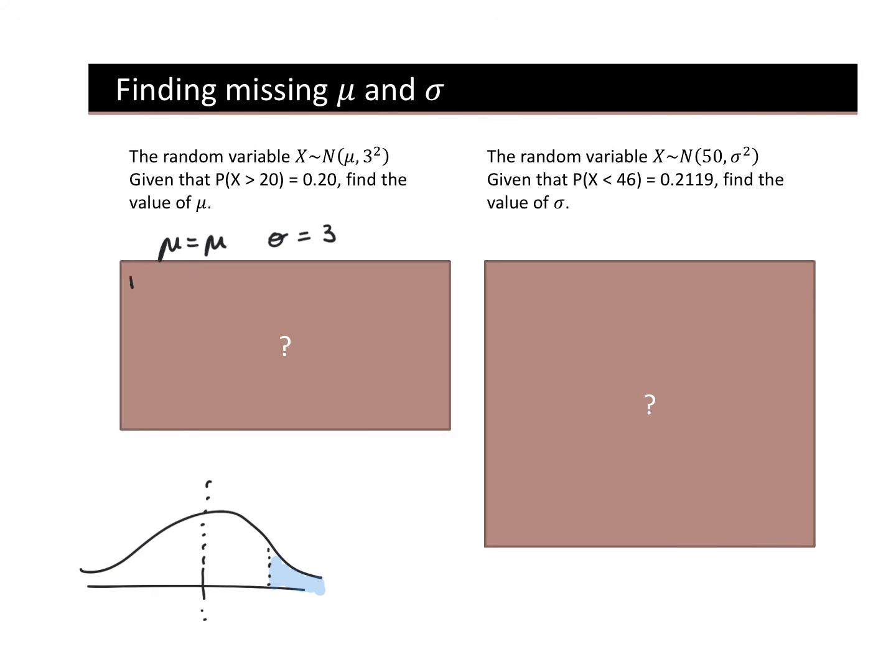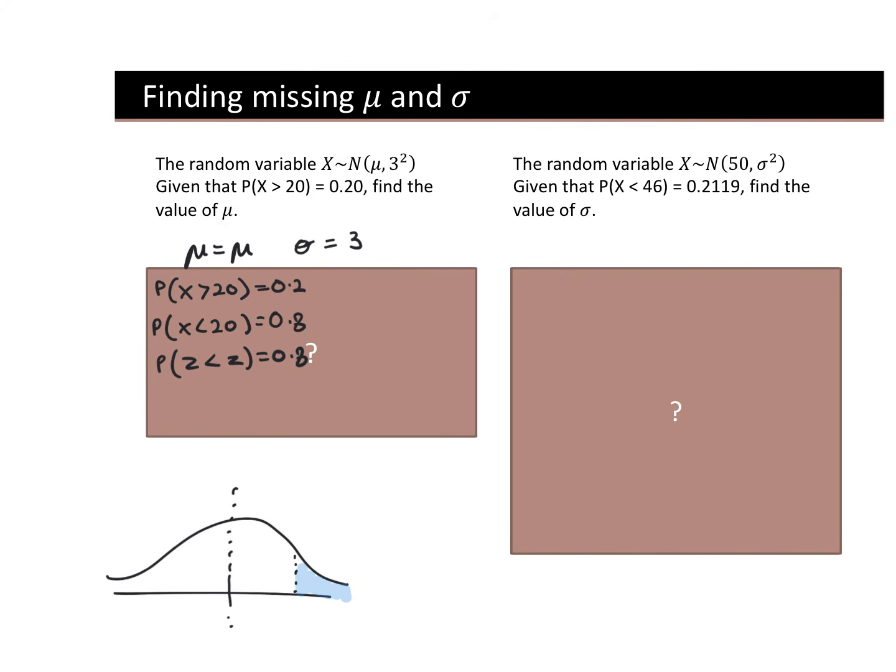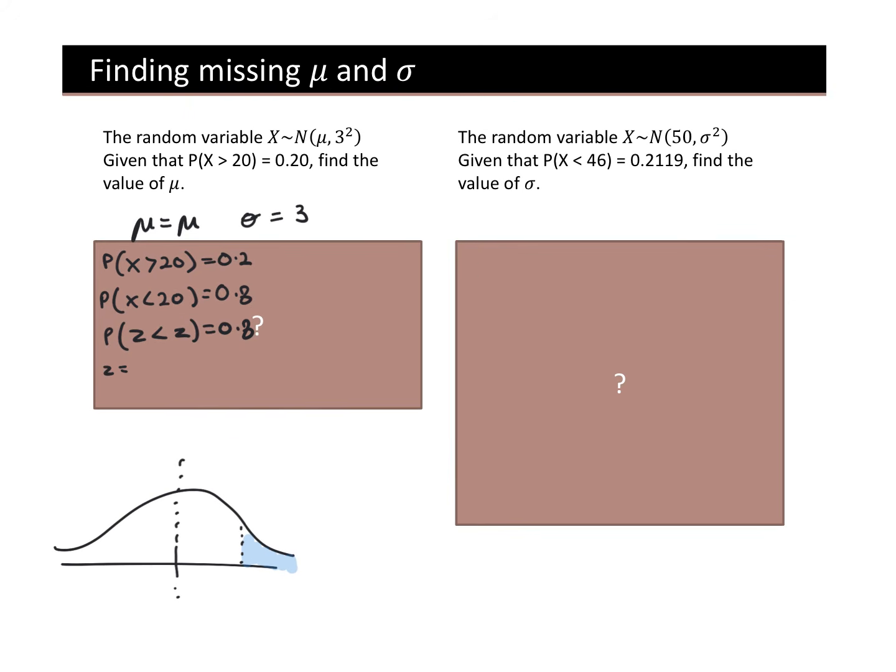So that means the probability of x being greater than 20 being 0.2 is the same as saying the probability of x being less than 20 is 0.8. And this is where we do the 1 minus. Okay, so if I was to standardise this, we know this is the same as the probability of z being less than a value equaling 0.8. Okay? So I now look on my z table for 0.8 to find my little value of z.